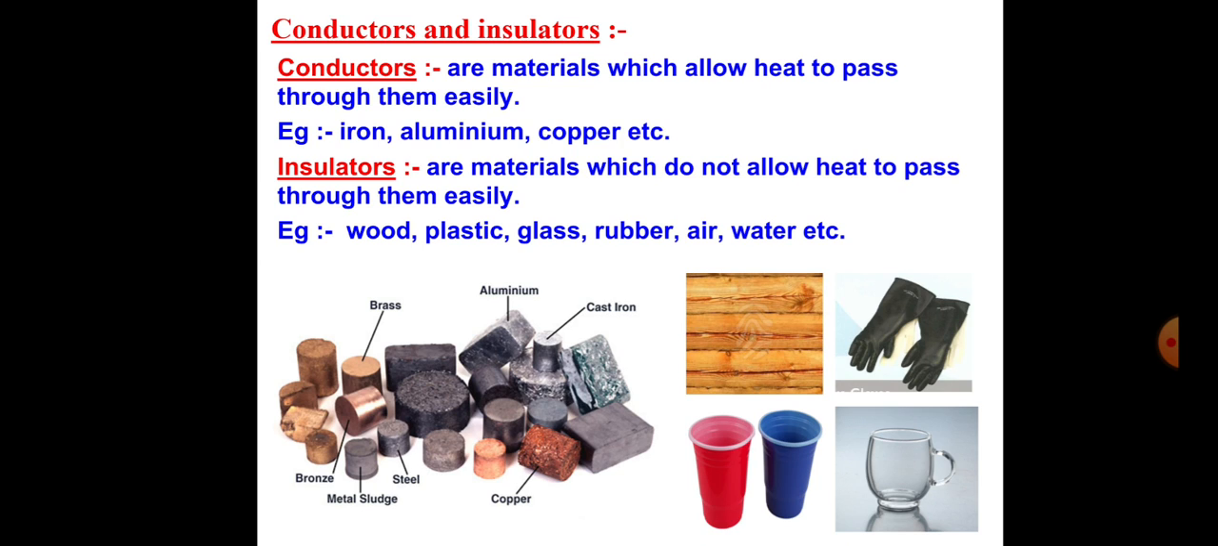While on the other end, insulator. An insulator is a material which does not allow heat to pass through it. For example, wood, plastic, glass, rubber, air, water, these are the insulators through which heat cannot pass.